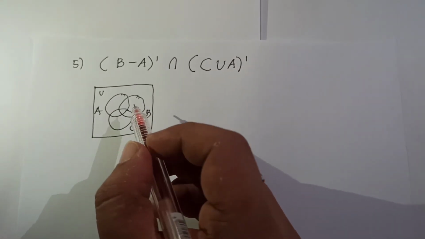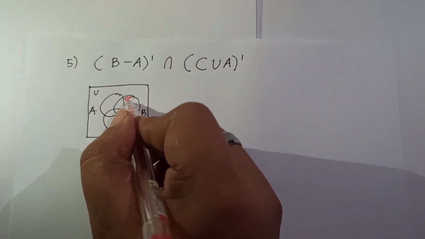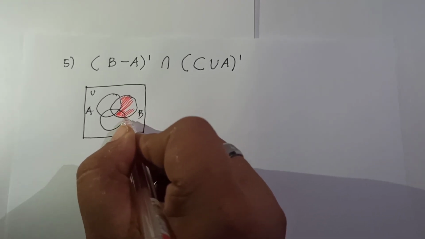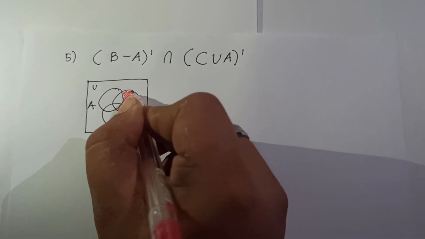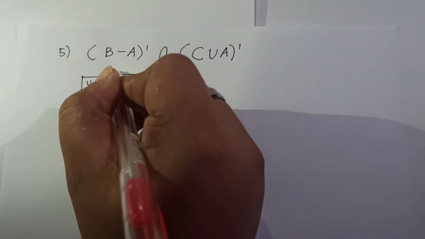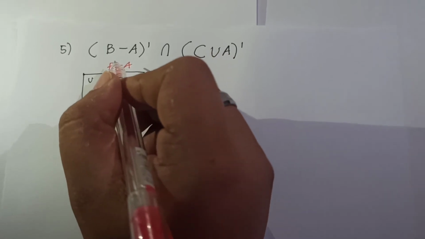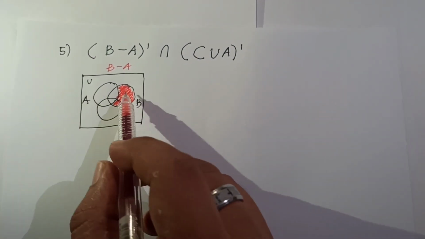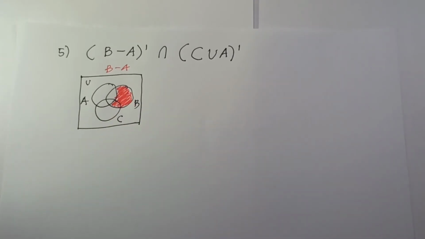So what is in B? So everything that is in B, that is not included in A. So this is B minus A. So A is not included. So therefore B minus A, B is dominant.